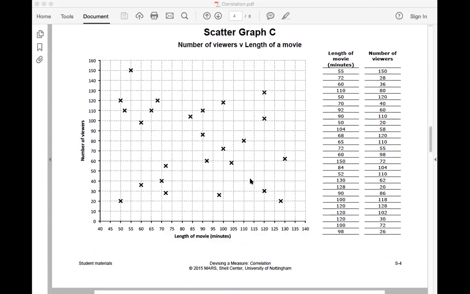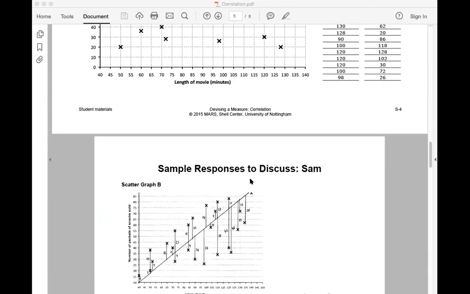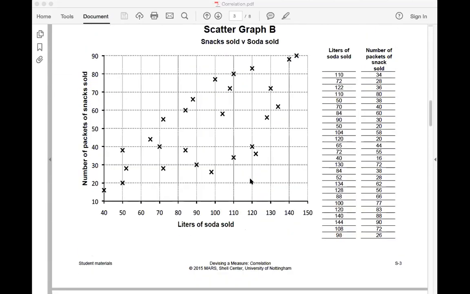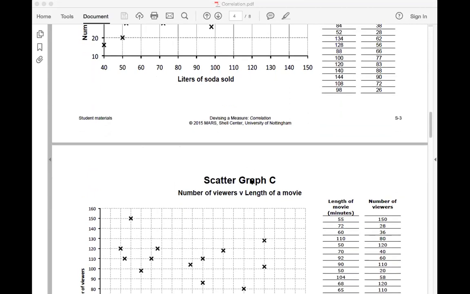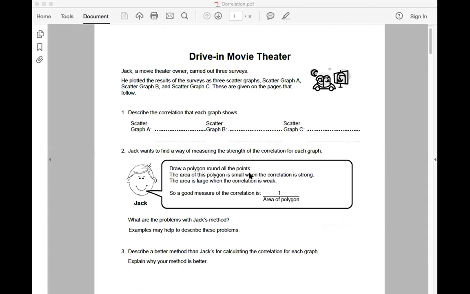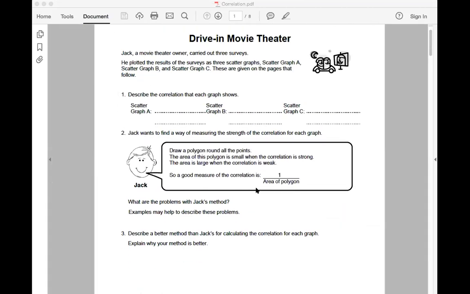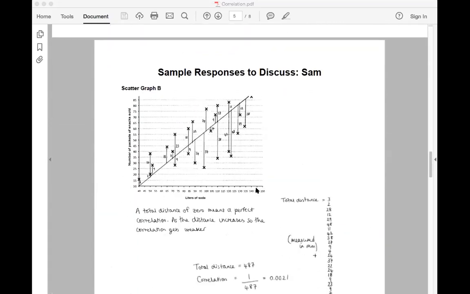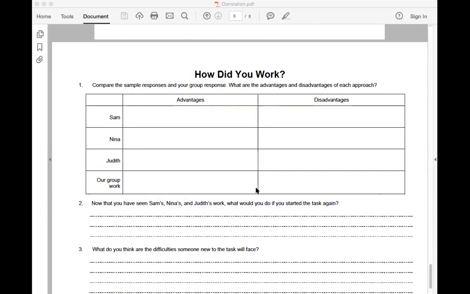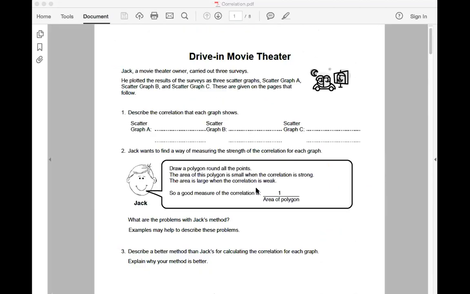One other thing, please do not go past page 4 until you have finished problems 1 through 3 on the first page. Once you have finished problems 1 through 3, you can move on to page 5 and start answering the other questions in this task. There are some reflection questions at the end.